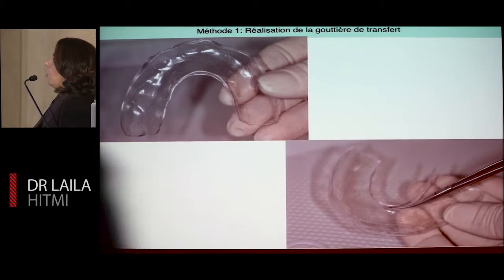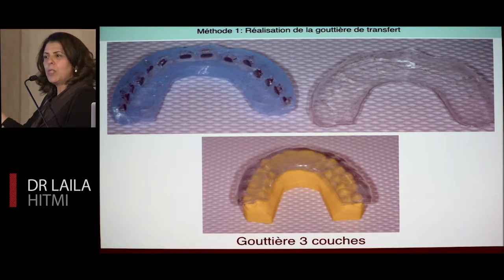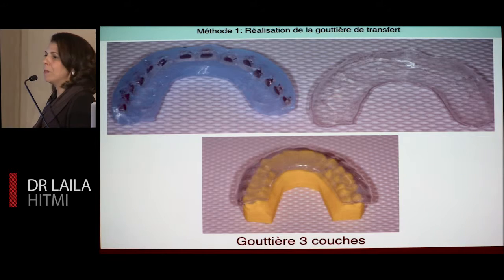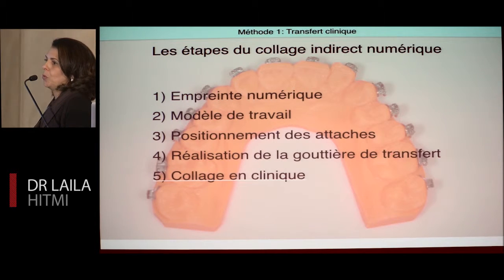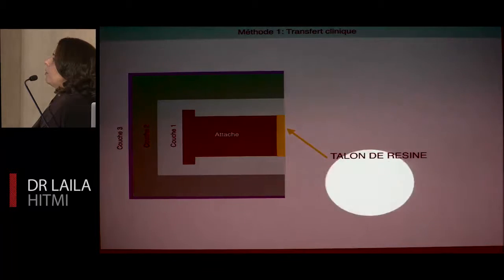It's very easy to do with a pair of small scissors, and this is the 3-layer positioner. It's exactly the same that you would use for technique number 2, and that's why I took the time to explain it to you, because it's exactly the same thing for technique number 2. And then your positioner is ready, and you do the bonding and the clinical transfer.